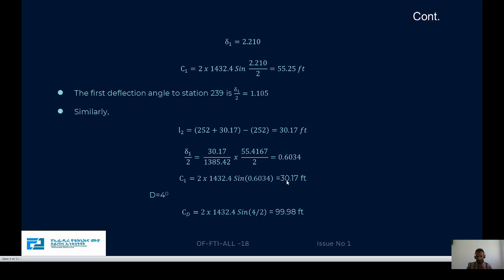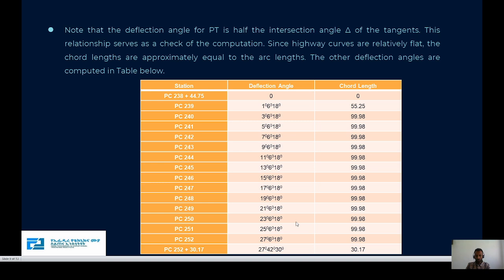The last chord length will be 2 times the radius times the deflection, so the length will be 13.17, and the deflection in the whole stations will be 4 degrees. So we have 2 times the radius times 4 over 2. The whole stations from 239 plus 00 up to 252 plus 00 will be 99.78.